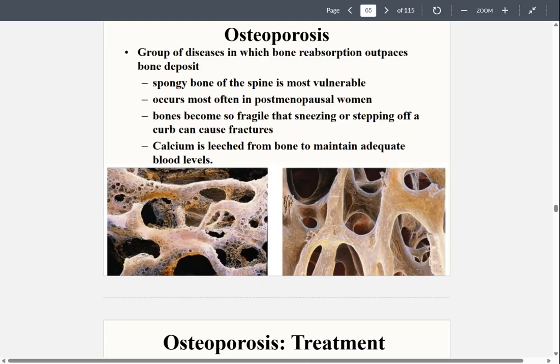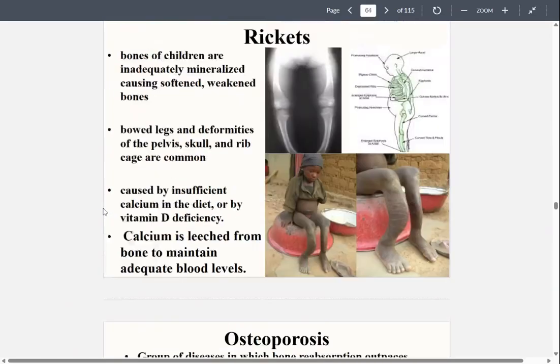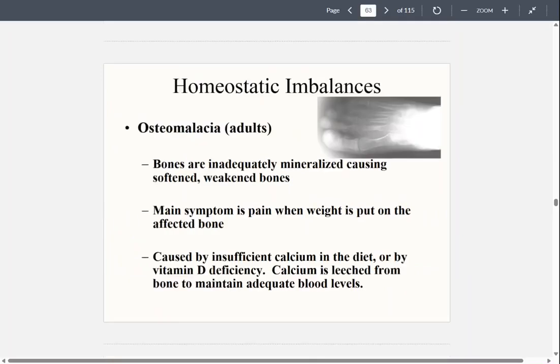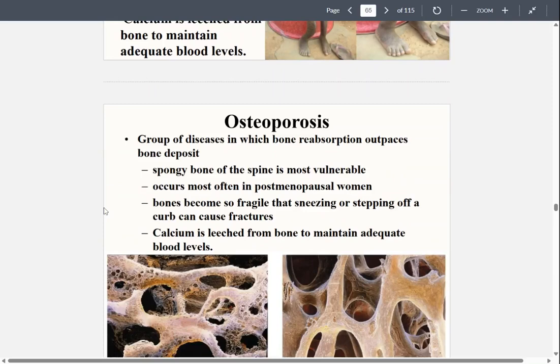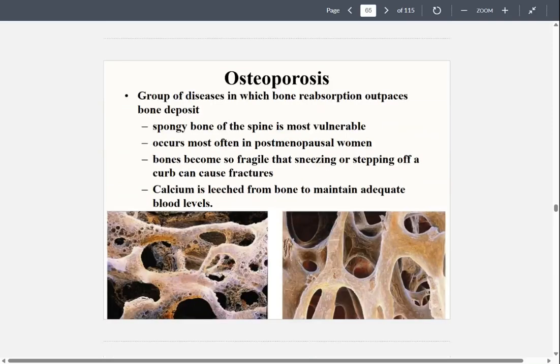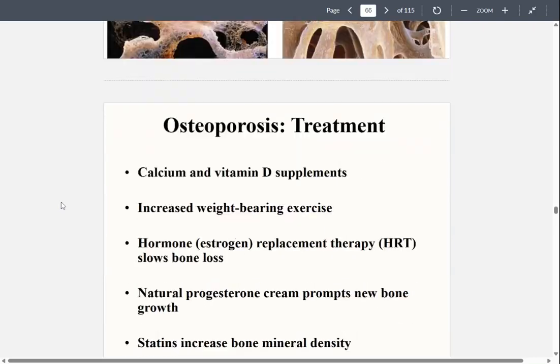The reason is the same. Reabsorption outpacing deposition. Calcium is leached from the bone to maintain adequate blood levels, just like with rickets, just like with osteomalacia. The problem is this isn't due to a nutrition deficiency. However, making sure you have enough calcium in your bloodstream through your diet can help slow down and occasionally reverse osteoporosis. It depends on where you are in that process and what's going on, what other treatments you're on.